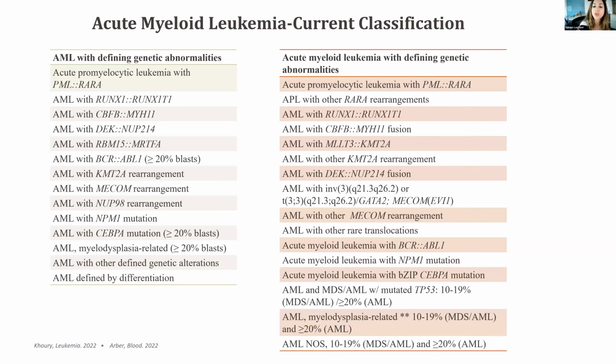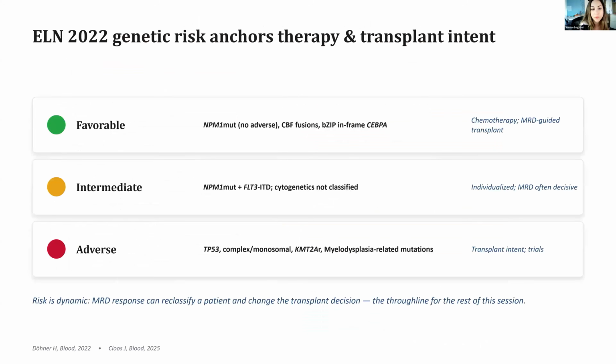If there are none of these genetically defined markers, then we refer back to AML by differentiation, the phenotypic differentiation, or AML not otherwise specified, which is the terminology that ICC uses. But essentially, I would say 90-95% of AML is currently genetically defined, which is great because it helps us with follow-up, detection of MRD, and also accurate risk stratification.